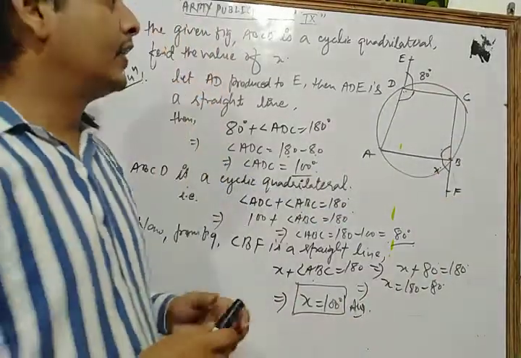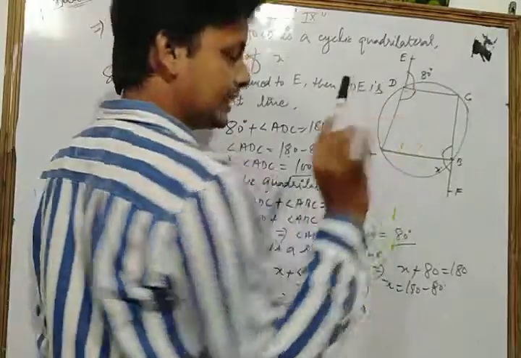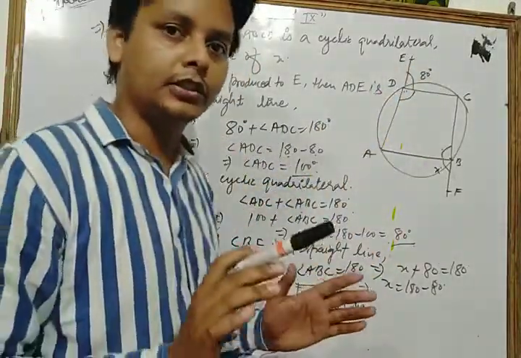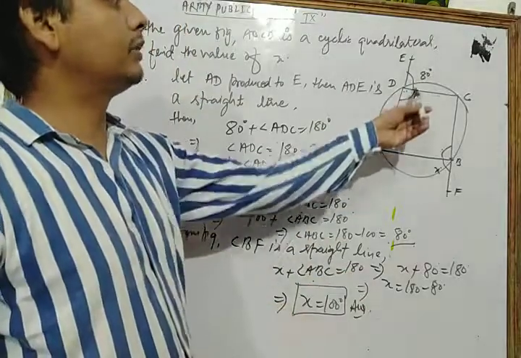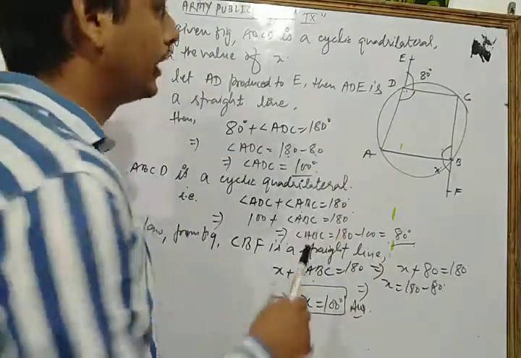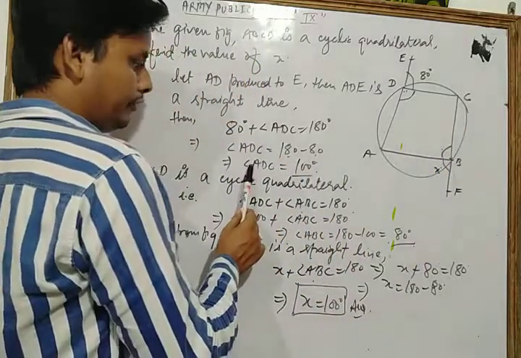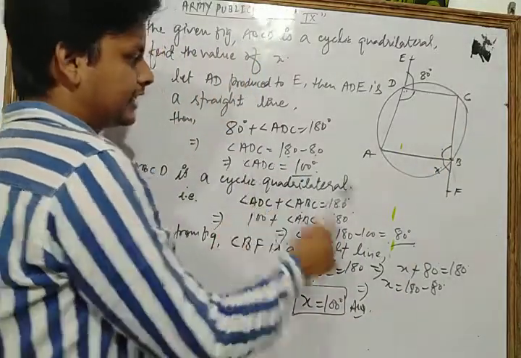Now from the figure it is clear that ADE is a straight line according to the diagram which is given. So the sum of their measure is 180. So here we find the value of angle ADC as 100 degree.